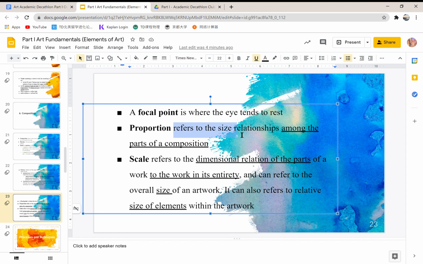Proportion refers to the size relationship among the parts of a composition. Scale refers to the dimensional relation of the parts of a work to the work in its entirety.